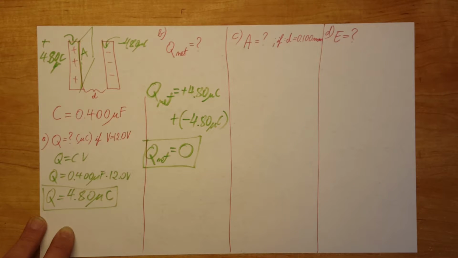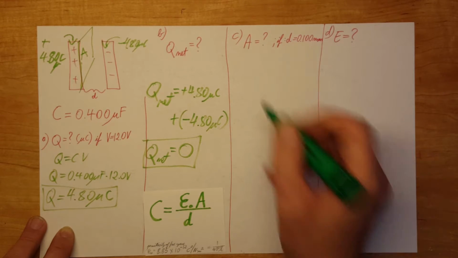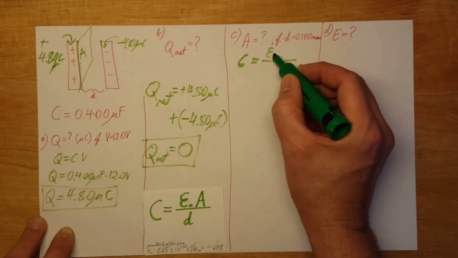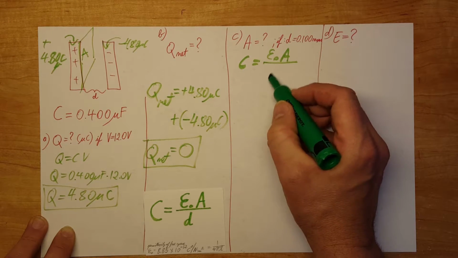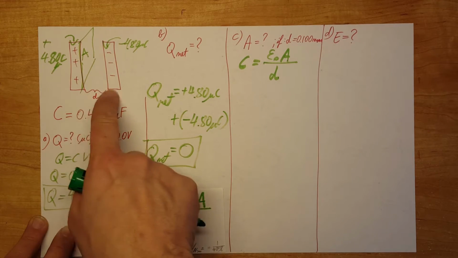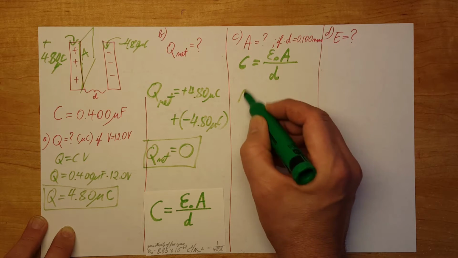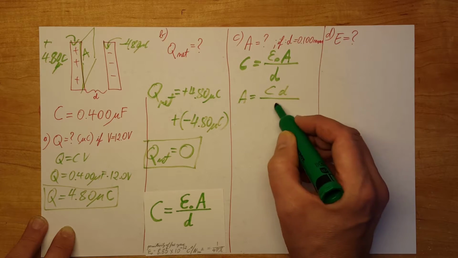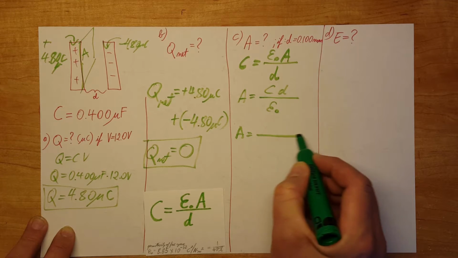So for this area, we're gonna use a different formula. We're gonna use this one, where the capacitance is equal to epsilon naught, which is the permittivity of free space, times area over distance, and the distance is the distance between the two plates. So from here we're gonna solve for our A, which is the area, equals capacitance times distance over epsilon naught, and all we have to do is plug in.